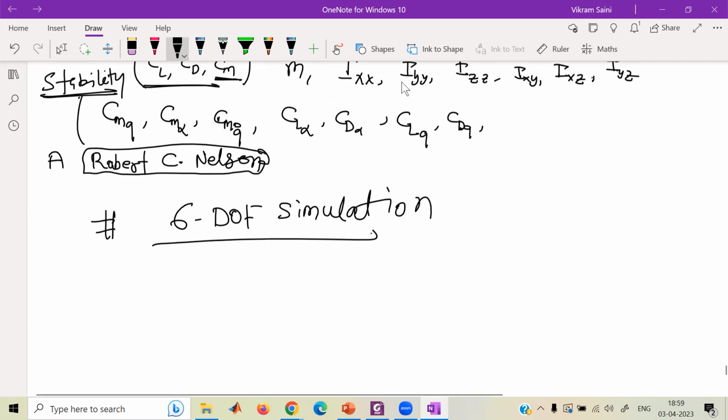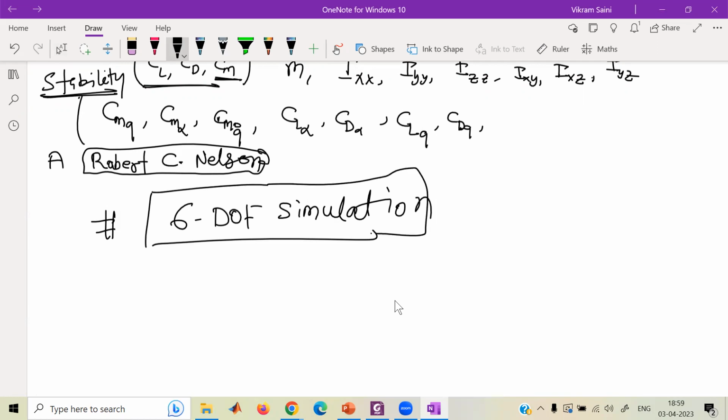Sir, I've heard of 6 degrees of freedom, but not for its simulation. Okay. All right. So this term originates.